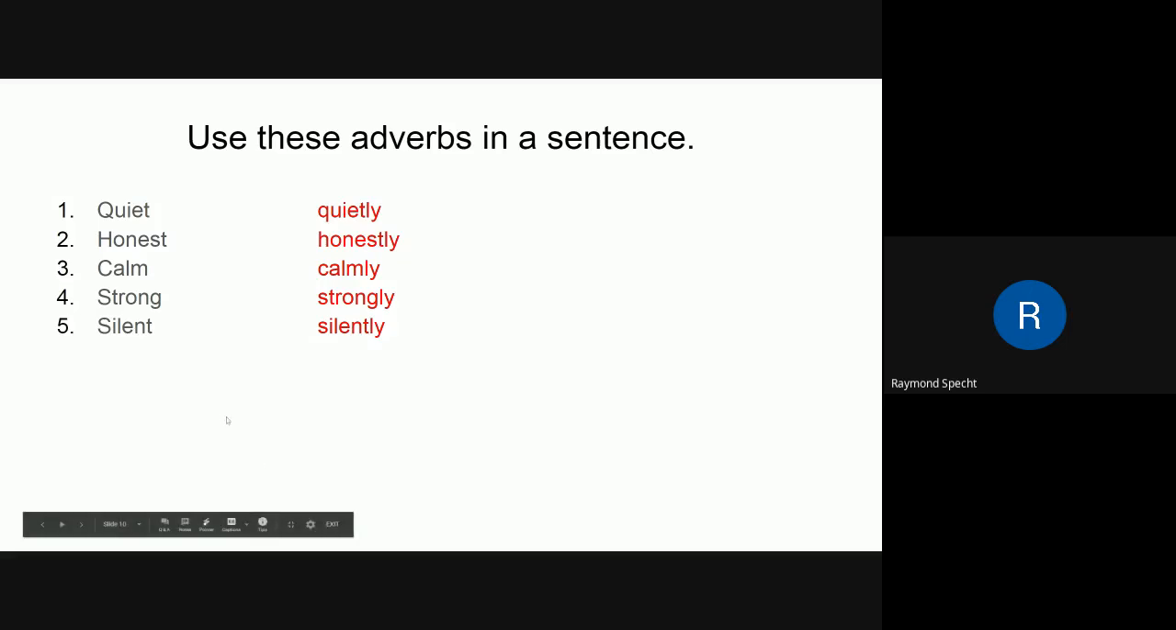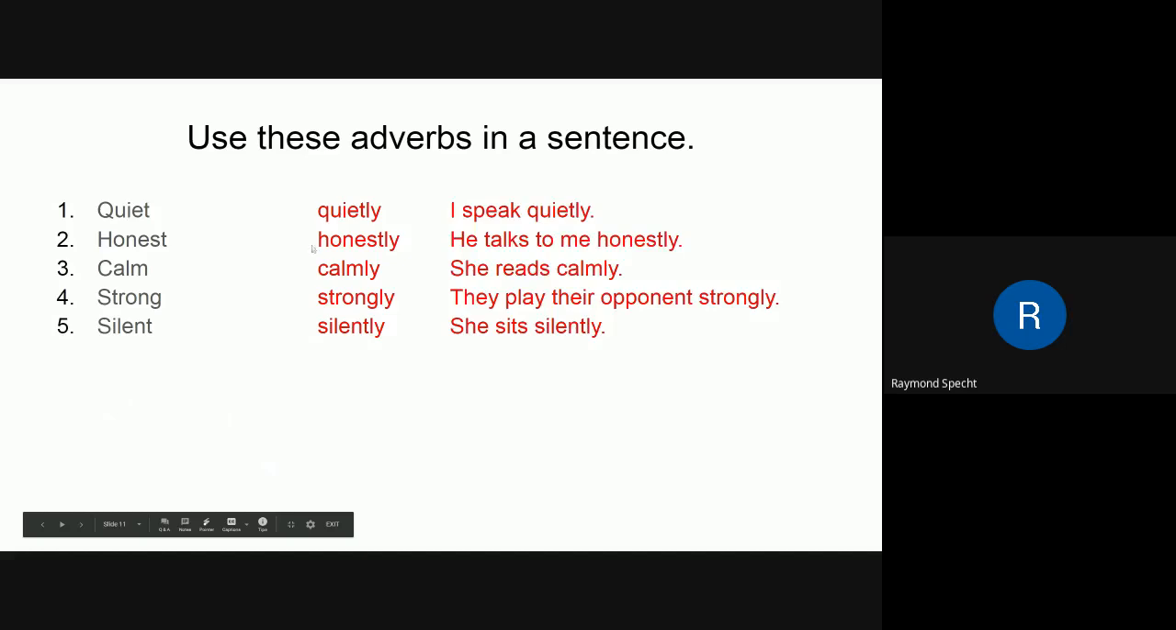All right, hope you didn't find this too difficult. Let's go over some possible examples. And remember, these sentences are not going to be the only way you can use this. All right, so we'll keep it nice and simple. Quiet, I speak quietly. How do I do this? I do this quietly.